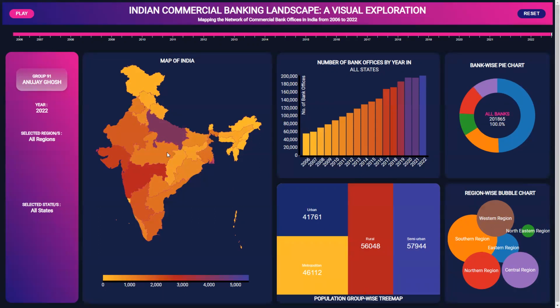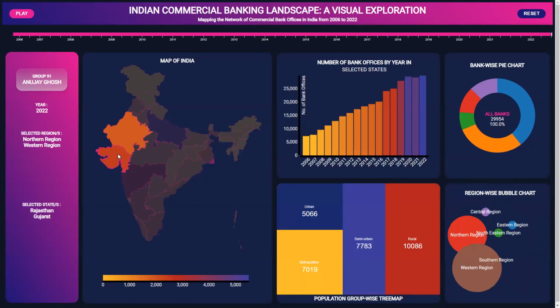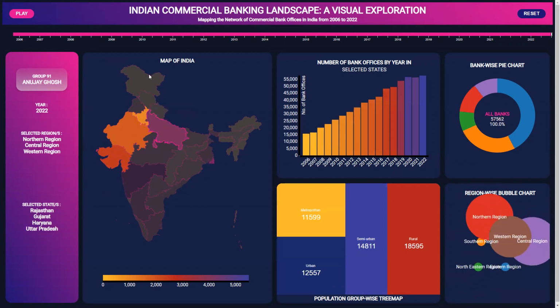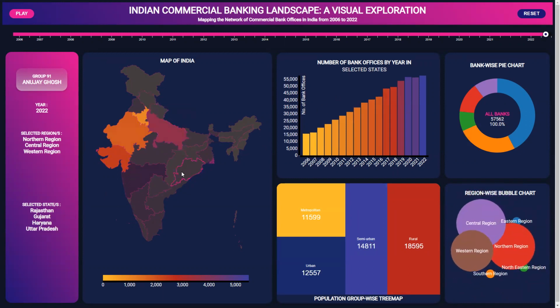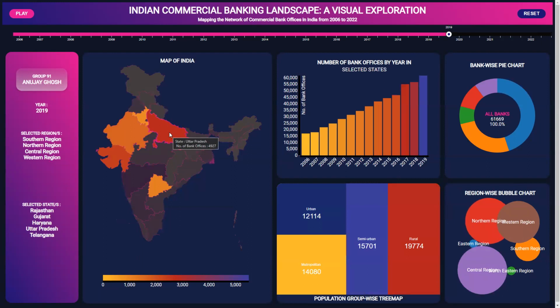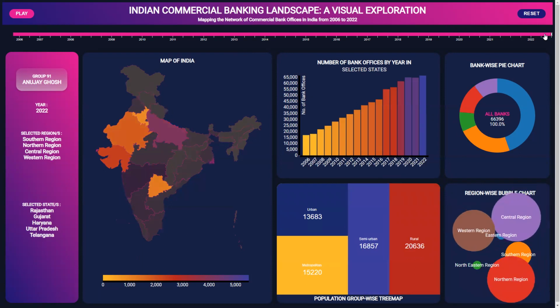Again, on selecting particular states, you can see the regions these states belong to and the names of the states here. On hovering over any of the states, you can see the number of bank offices in that state in that particular year. Right now we're at 2022, so any state you hover over will show the data for 2022. If I move back to somewhere around 2019, it'll show a lower number, since this is an increasing graph where the number of bank offices has been increasing over the years, from 2006 all the way to 2022.